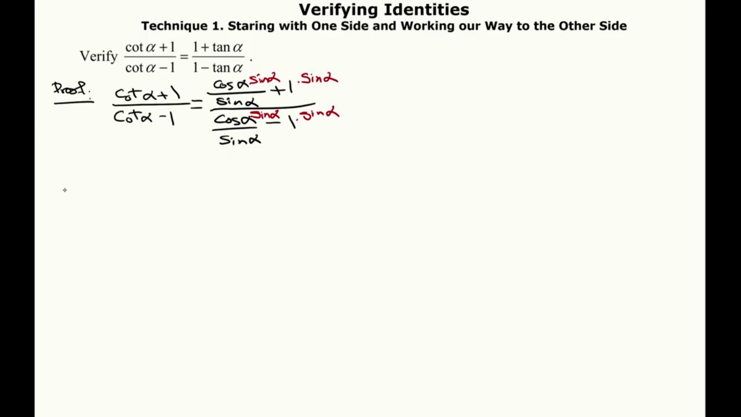So when we clean that up, we notice that these will cancel out. So we get cosine alpha plus 1 sine alpha, which we can just write as sine alpha, over here. Again, these signs will cancel out, so we get cosine alpha minus sine alpha.